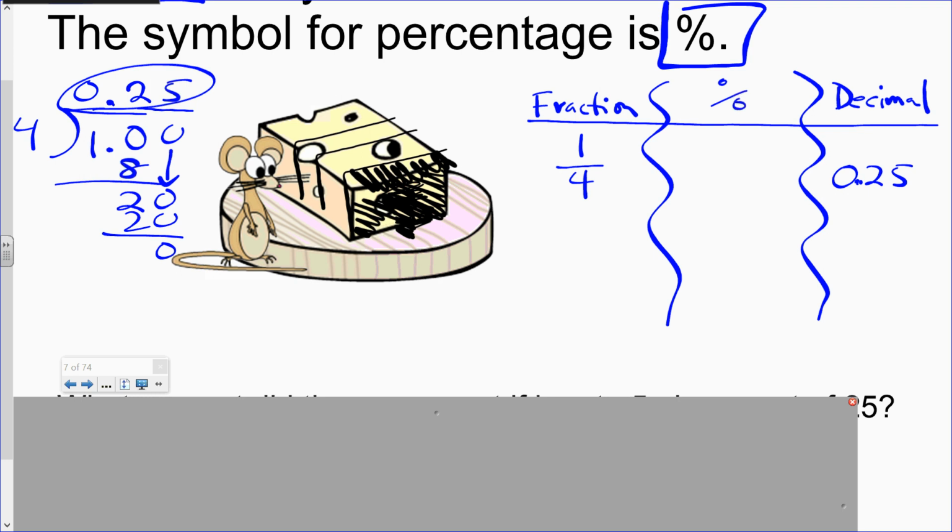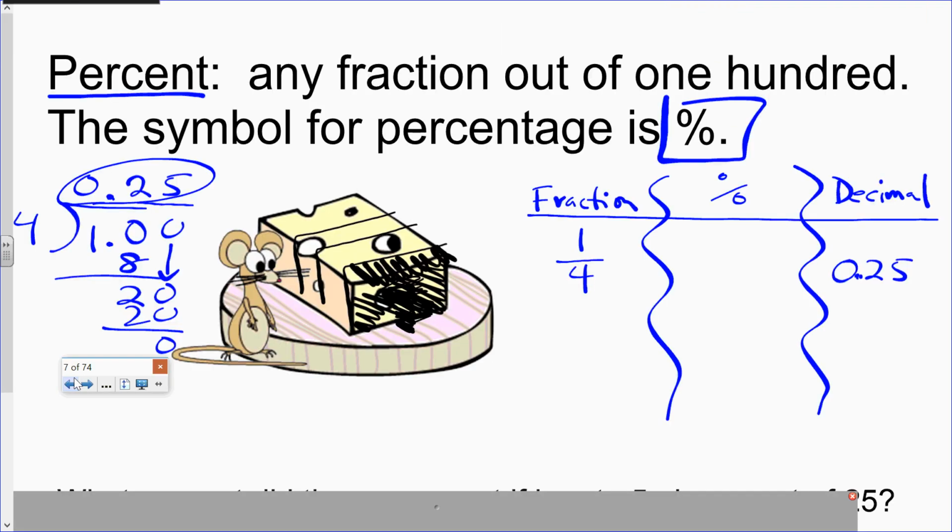So in percentage, we define a percent as a fraction out of what? What's the definition? A fraction out of what? So this is going to be 25 pieces out of 100. In other words, if I chopped this piece of cheese into 100 pieces, I would have eaten 25 pieces out of 100, which is the same as 1/4. So percent just means a fraction out of 100.